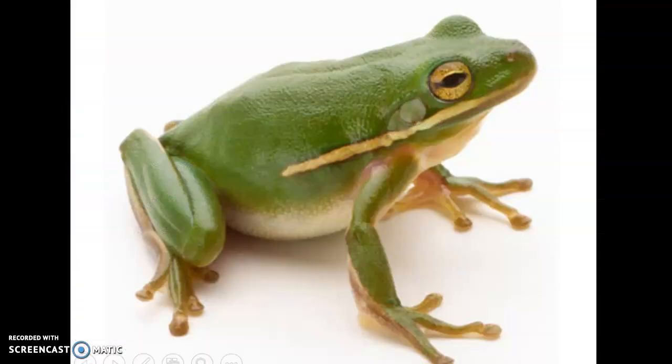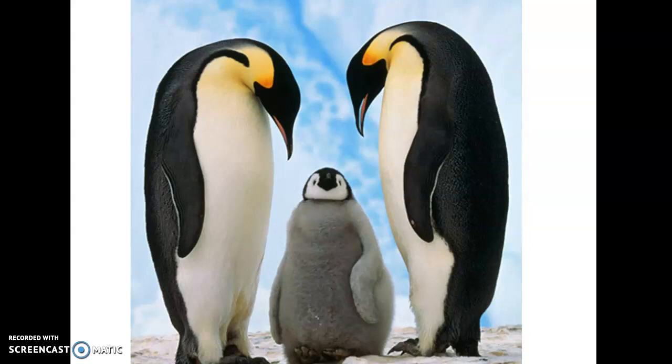What about this one? Where do you think a frog might go in? Have a look at its feet. What makes it different from other animals? It's got webbed feet, so it must be an amphibian. Now we've got penguins here. Do they have scales? No. Do they have fur? No, it looks a bit like fur, but it's not fur. Do they have wings? They do. So they've got wings and they've got feathers. So they must be birds.